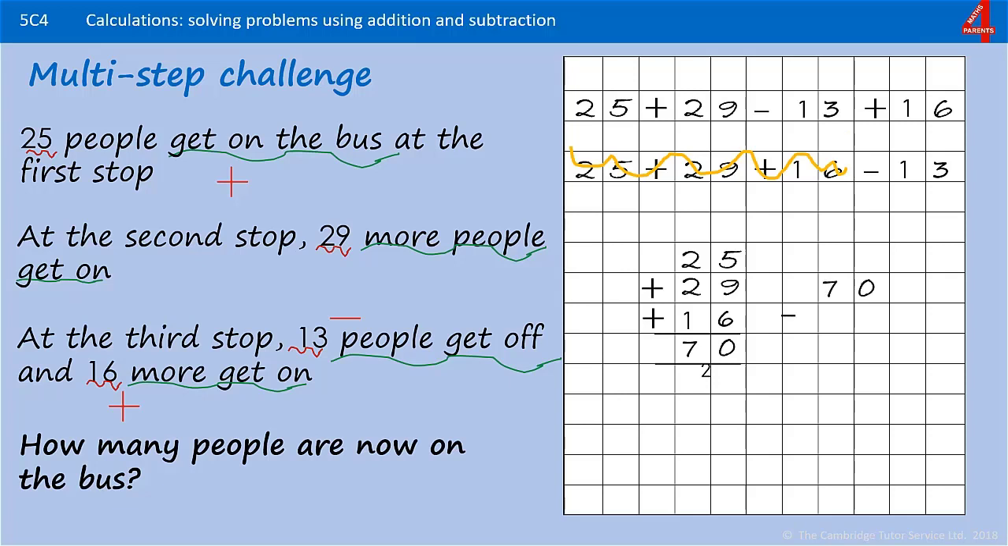70 take away 13. We can't do 0 take away 3, so we take 1 from the 7 tens and make that 6 tens. Now we have 10 take away 3, which is 7, 6 take away 1, which is 5. Just check that we've done everything to answer the question, and we have 57 people on the bus.